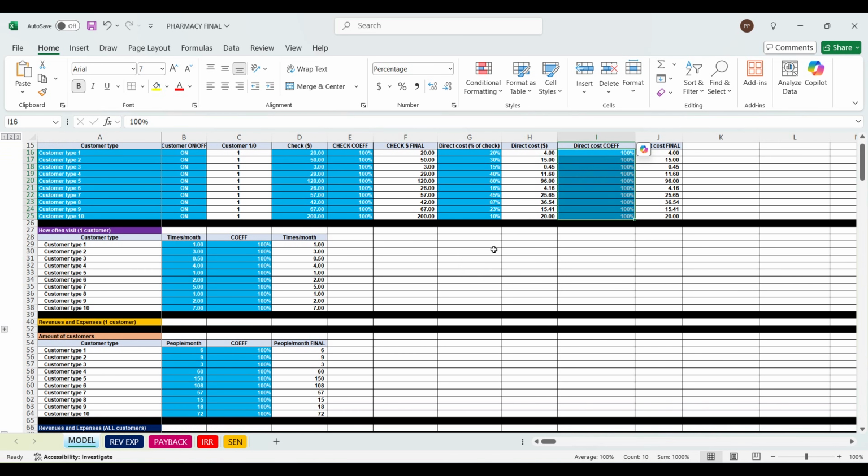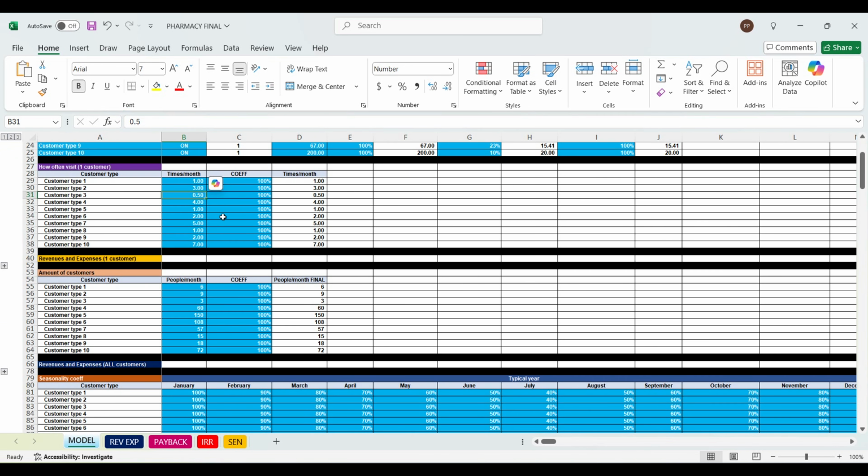Going forward, now we need to start describing the different types of customers that we have from different perspectives. The first parameter that we will be looking at is how often each type of customer visits our pharmacy. Here we have the types of customers, and in this column we specify how often this type of customer visits our pharmacy per month: 1 time, 2 times, 5 times, 10 times, and so on. We also have a coefficient for that.